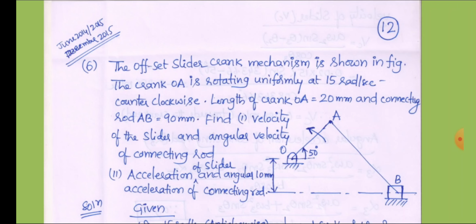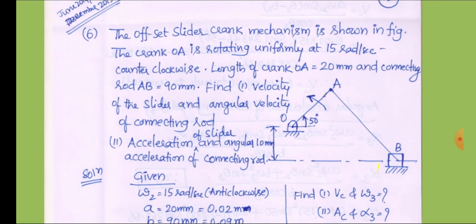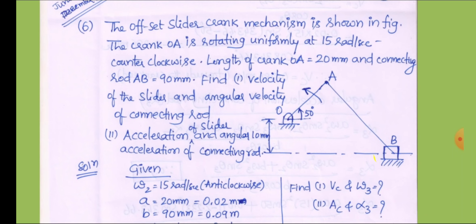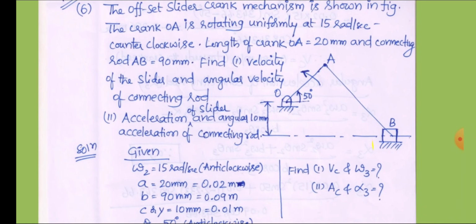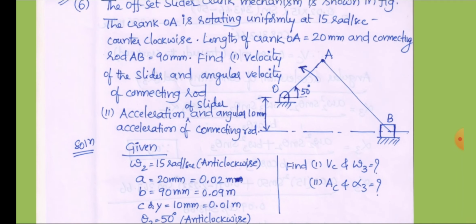Next, what is it saying? The crank OA is rotating uniformly at 15 radians per second counterclockwise, meaning anti-clockwise. So I can write, if I look at the units of 15 radians per second, directly this is the angular velocity of the crank, that is omega 2, which is equal to 15 radians per second. In the bracket we write anti-clockwise, because the crank is rotating in anti-clockwise direction. In the statement it says counterclockwise, which is also called anti-clockwise.